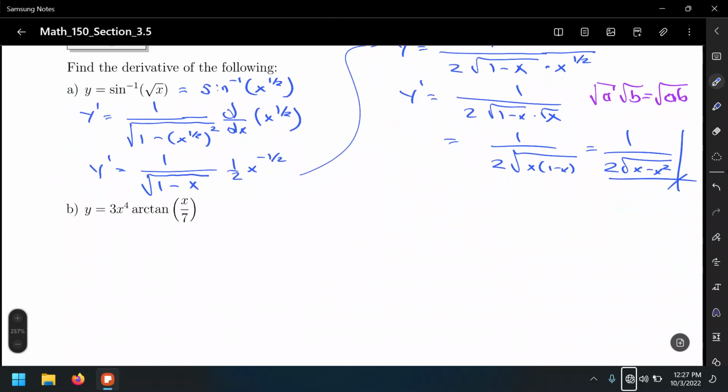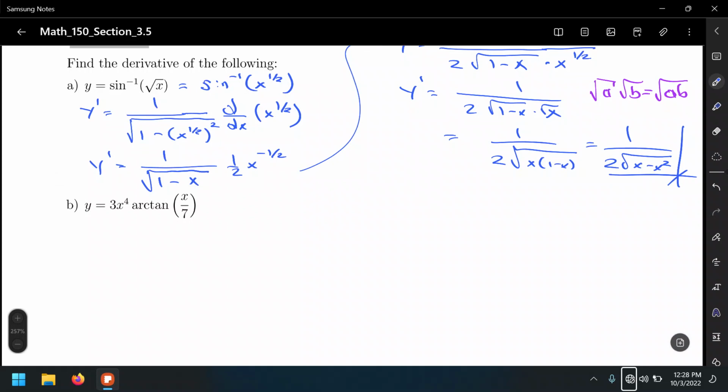All right, let's look at y equals 3x squared times arctangent of x over 7. Number one, what differentiation rules do you think we should use here? Product rule would be one, and the other one is for the derivative of arctangent. Well, let me write them both.